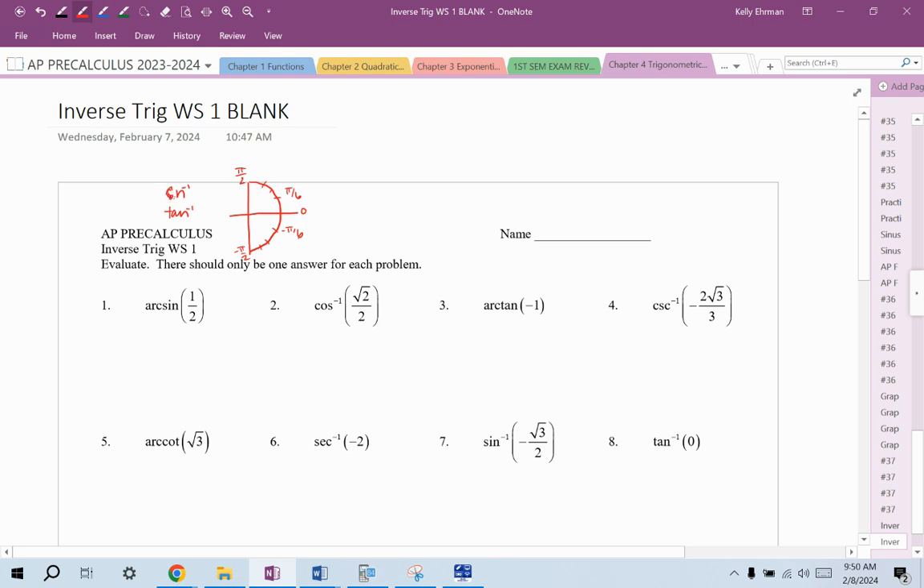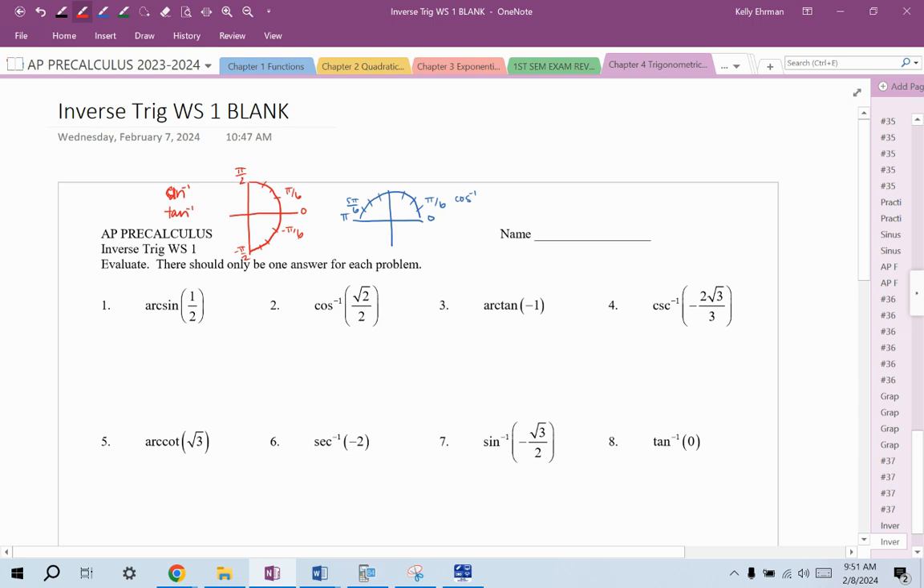And then for arc cosine, you are restricted to the top half of the circle for your answers. So again, we'll go from pi over 6 to 5 pi over 6. So no negative angle answers for arc cosine.